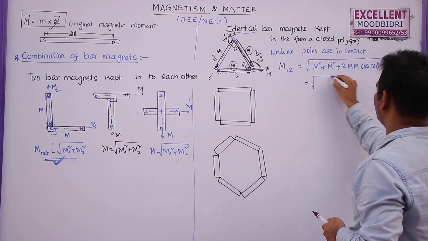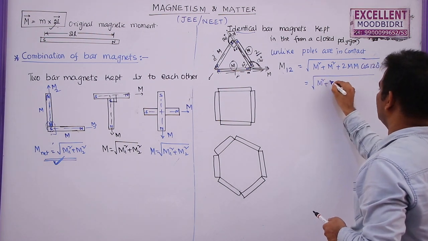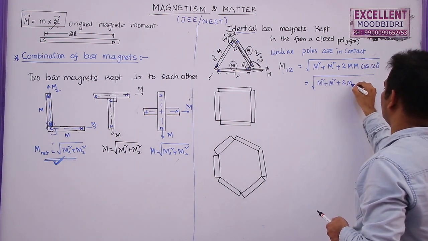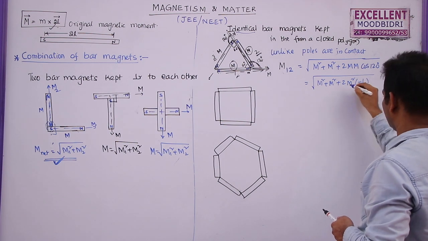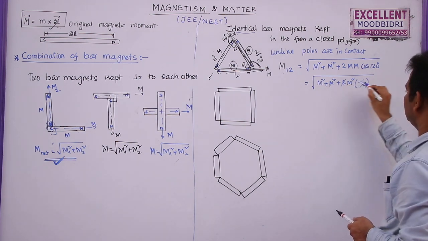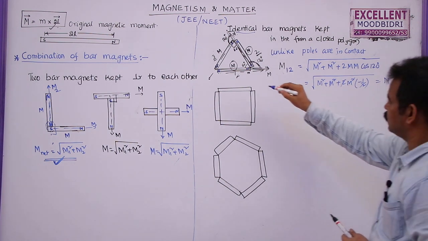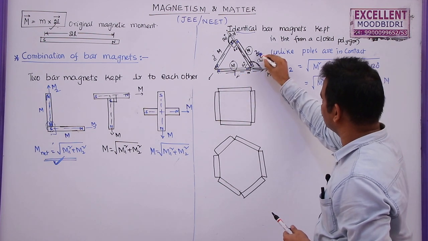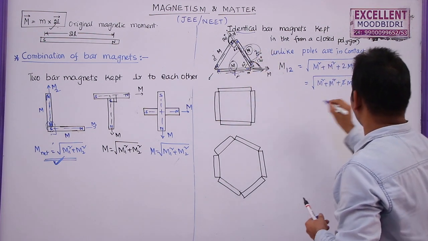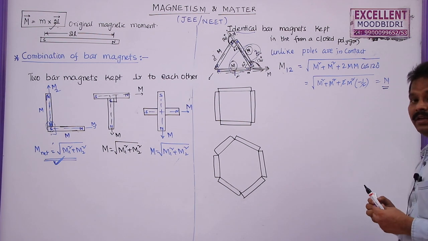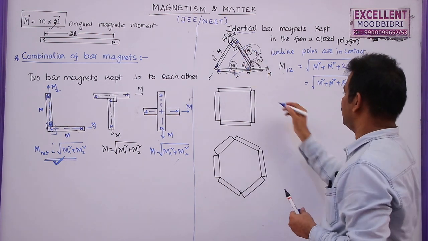So this will become root over m square plus 2m square into minus 1 by 2. These two get cancelled and this gets cancelled. This will become m. So the resultant magnetic moment of these two bar magnets, only the first one and the second one, will be equal to m only. But what is its direction?